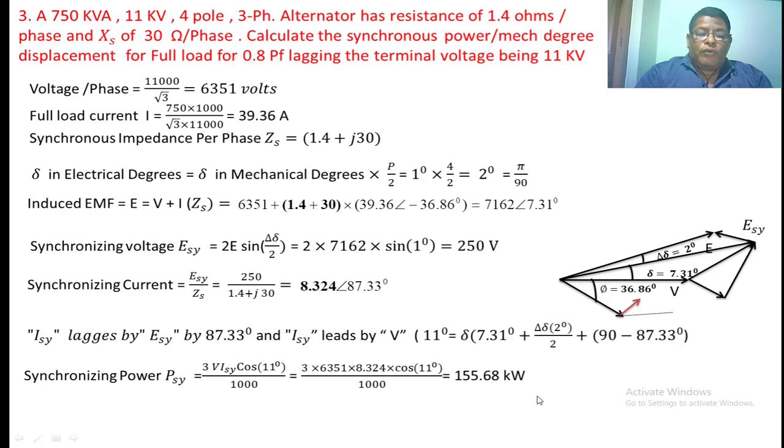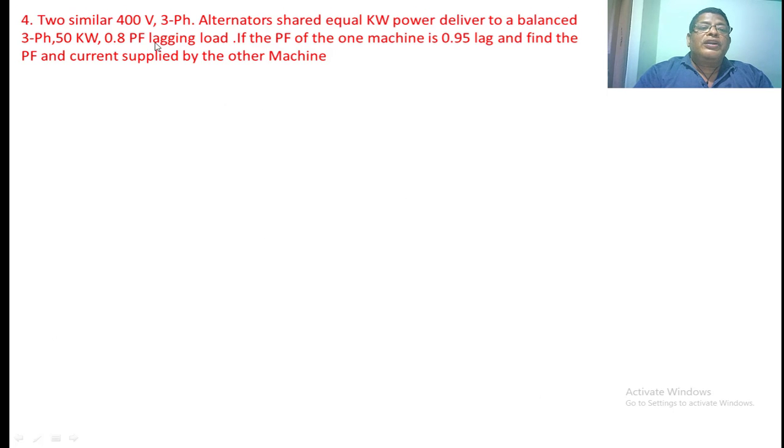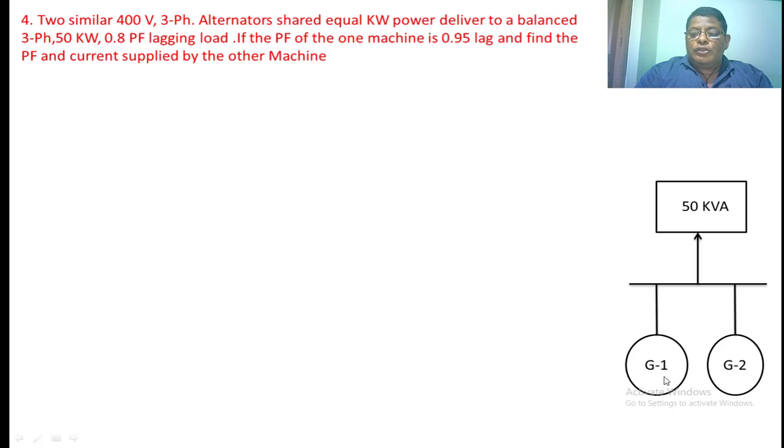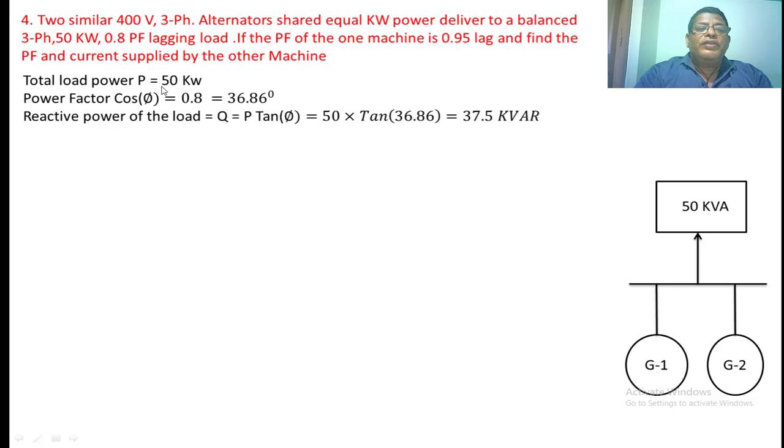You are getting 155.68 kilowatts. Two similar 400 volt three phase alternators share equal kilowatt power delivered to a balanced three phase 50 kilowatt, 0.8 power factor lagging load. If the power factor of one machine is 0.95 lagging, find the power factor and current supplied by the other machine. So in this case, two generators connected in parallel are supplying a total load power equal to 50 kilowatts, the power factor cos phi equal to 0.8, so the angle becomes 36.86 degrees.